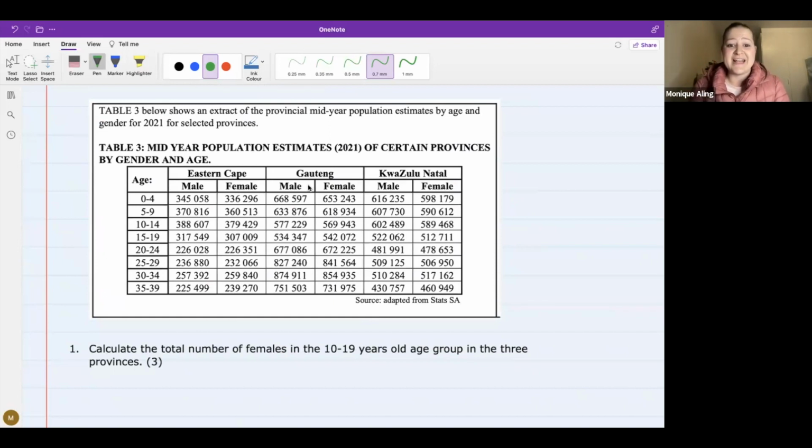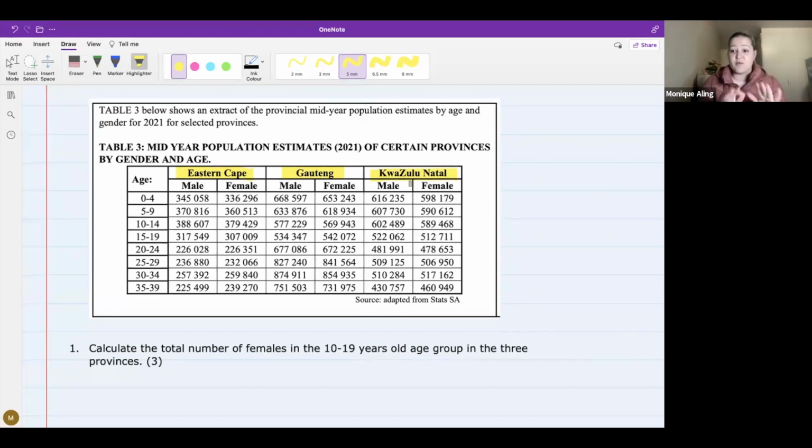Table 3 below shows an extract of the provincial mid-year population estimates by age and gender for 2021 for selected provinces. If we have a look at this table, we've got a few age ranges, and we are specifically looking at 3 provinces: the Eastern Cape numbers, Gauteng numbers, and KwaZulu-Natal. We have male and female numbers for each province. Whenever you get something like this, just take a moment to look at it all, otherwise you are going to feel overwhelmed.